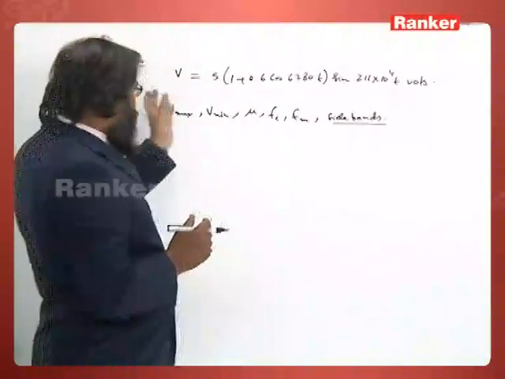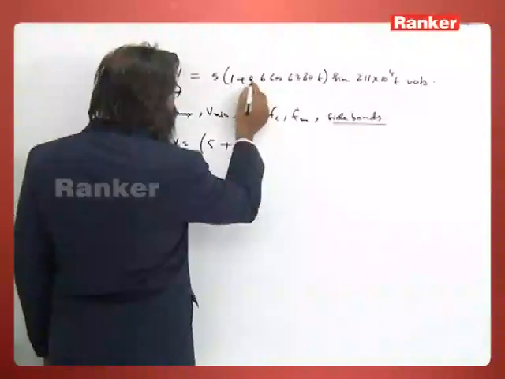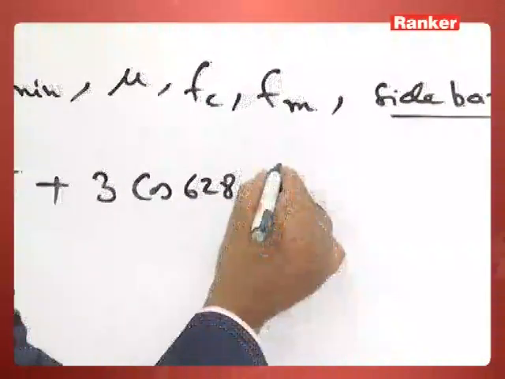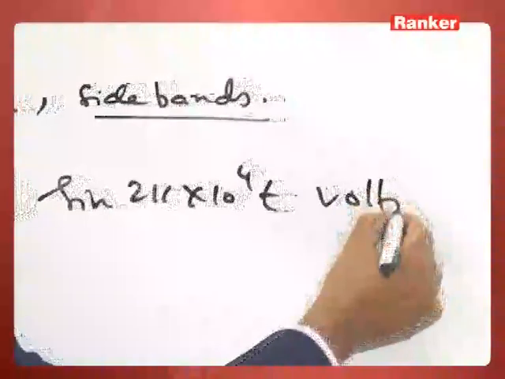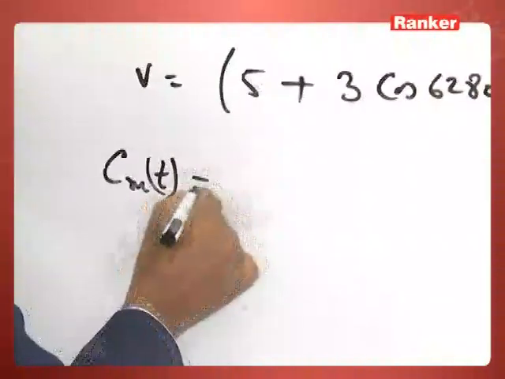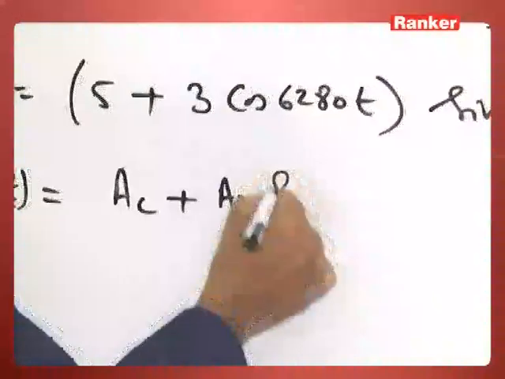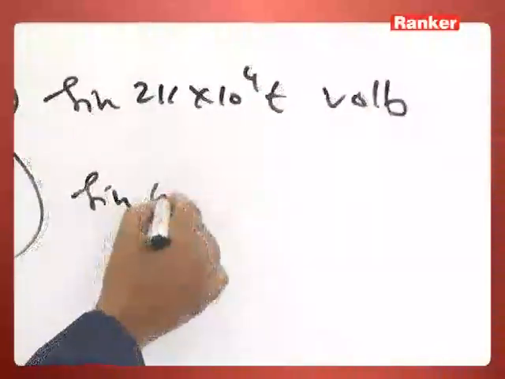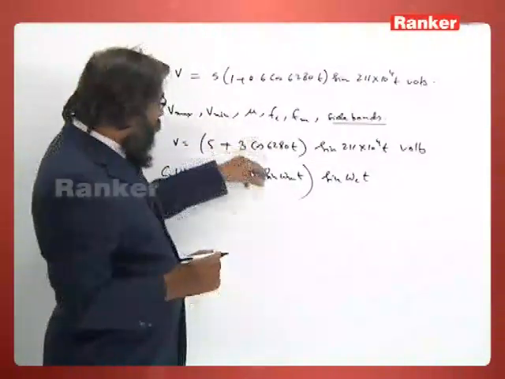So in order to calculate all these things, let us do some simplification. Let us bring this 5 inwards. So it becomes 5 plus 0.6 into 5 is 3 cos 6280 t times sine 211 into 10 to the power 4 t, that is in volts. Now the general terminology we used in our standard format for the modulated carrier wave, I denoted this by AC plus AM sine omega m t, times sine omega carrier t. We can take sine or cos, they are the same thing. So now in order to calculate all these things, we have to compare these two equations.